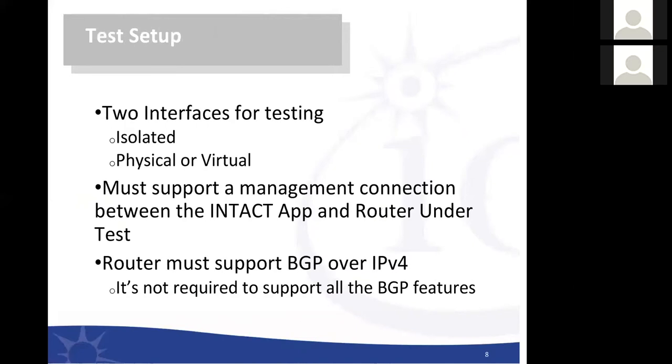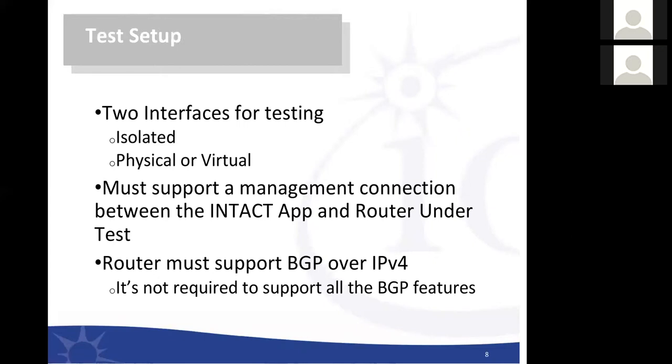The setup in this case for the BGP routers is there are two interfaces for testing you need on the router. They need to be isolated, in other words, not connected to a live network with lots of different traffic. That's really for testing purposes. We don't want to cause extra packets or extra issues that might trigger false failures or false positives. It also works on physical or virtual interfaces. Some of our customers will use VLANs. Internally, we use VLANs at the lab. You can also just have two physical interfaces connected, if you're using hardware, two NICs connected directly from the INTACT packet generator to the device under test.